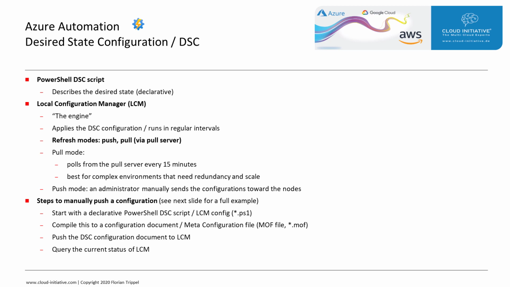LCM knows two refresh modes, push and pull. In push mode, an admin can manually send config to nodes, and this is most suitable for testing. In pull mode, LCM pulls from a pull server every 15 minutes to receive new configuration files, so pull mode is most suitable for production.